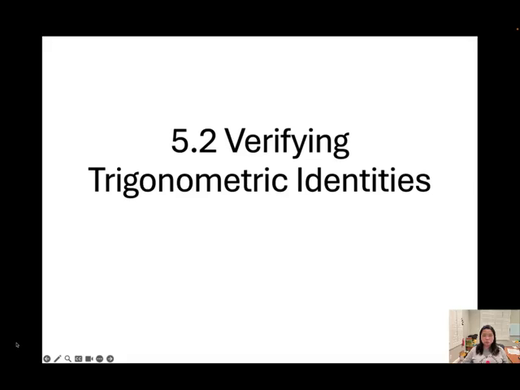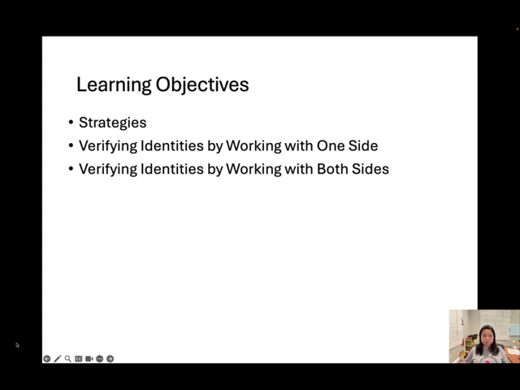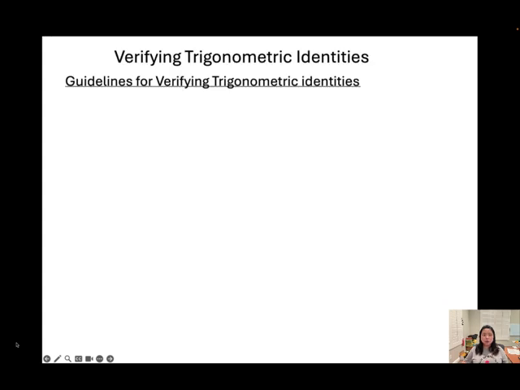Session 5.2, Verifying Trigonometric Identities. We need to know how to verify identities by working on one side or working with both sides. And we do have the guidelines for verifying trigonometric identities. I'll show you the first example.